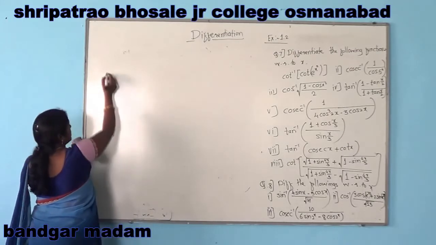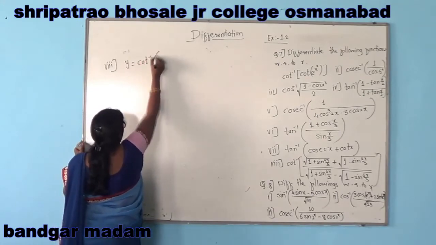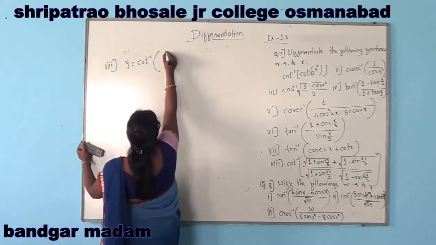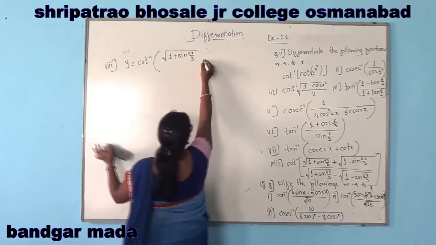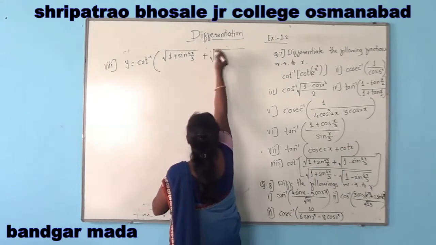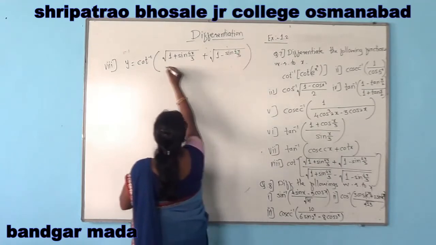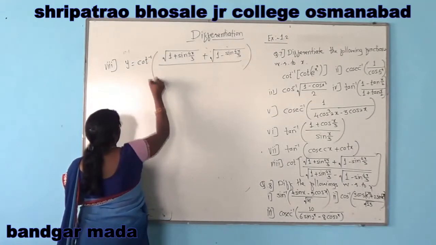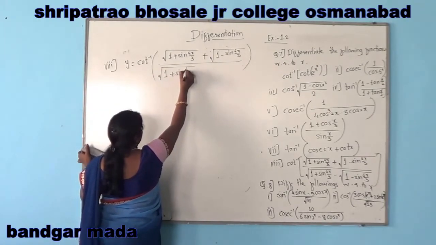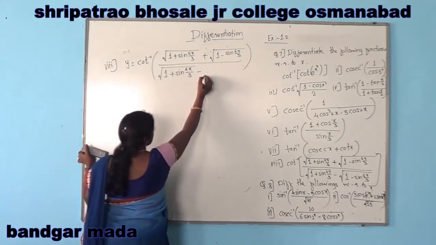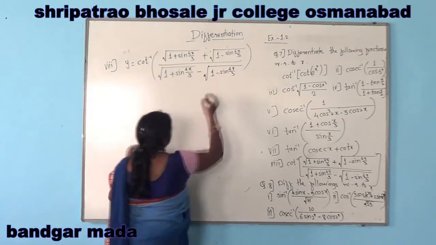8th example is y is equal to cot inverse of under root 1 plus sin 4x by 3 plus under root 1 minus sin 4x by 3 upon under root of 1 plus sin 4x by 3 minus under root of 1 minus sin 4x by 3.